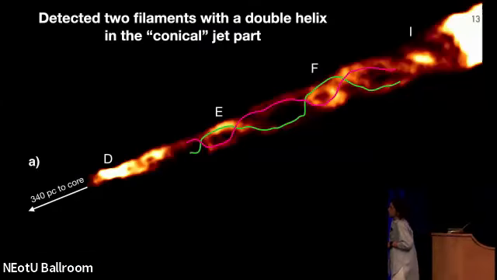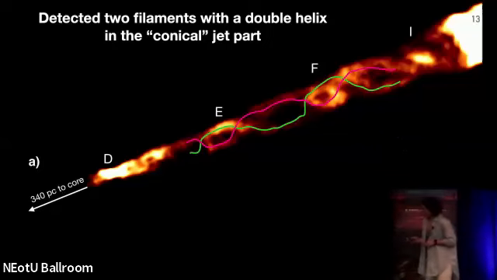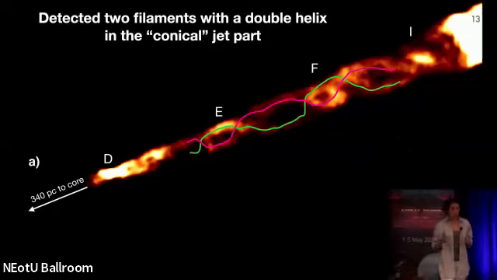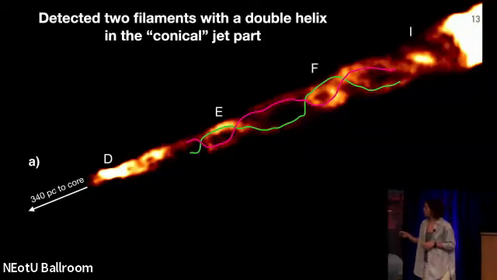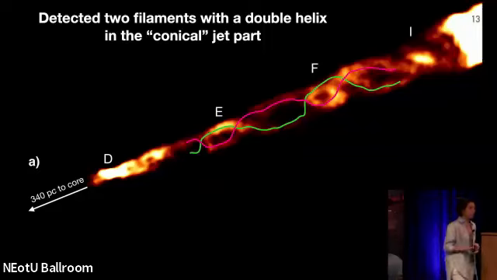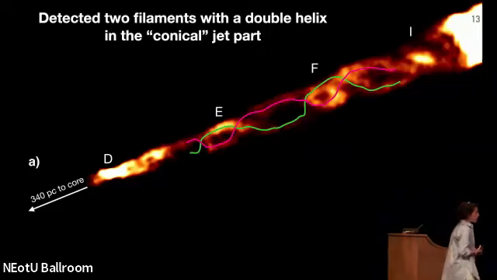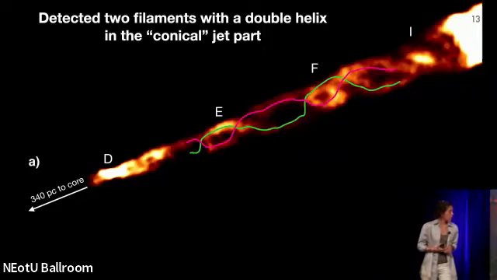And here are the results. So we detect two filaments with a double helix in this conical jet part. Here are marked the knots. So from knot D and knot E, you can see these filamentary structures, which seem to be two different filaments intersecting each other.